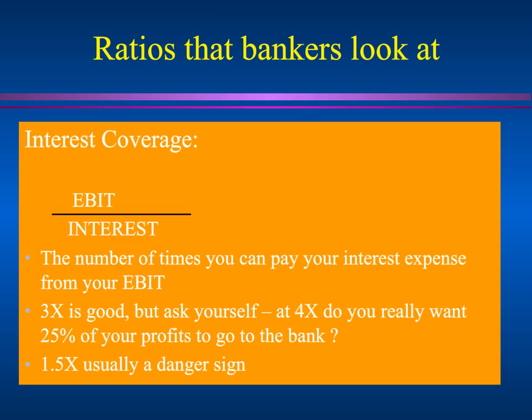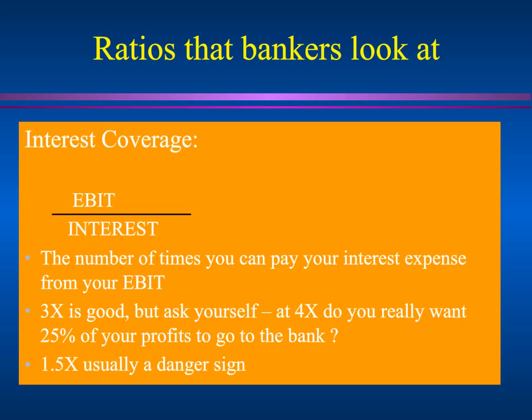Basically what it says is that's the number of times you could have that interest expense paid for from your EBIT. So if your EBIT is 10 times your interest, if your EBIT's $1,000 and interest is $100, then you could afford to pay that interest expense over 10 times. Okay, so that's what the number's getting at. 3 times is good. 4 times is really better, a lot better.